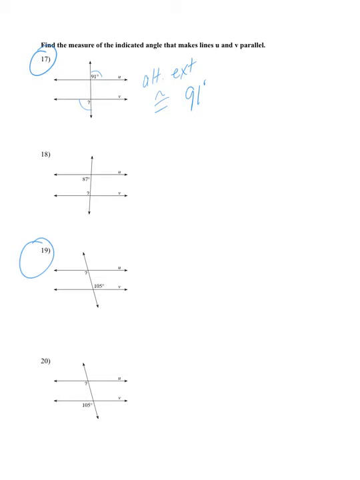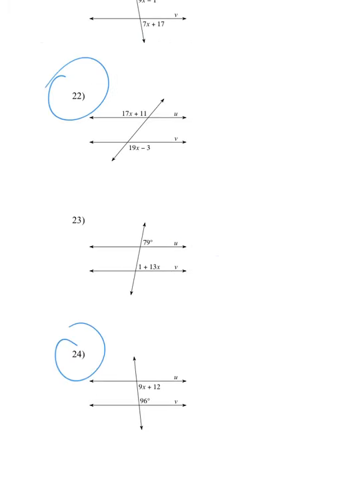19, you have U and V. This is your transversal. You have the question mark here. You have that angle here. So 75. Same side interior. It's 75. Consecutive interior. So how would you solve for x?